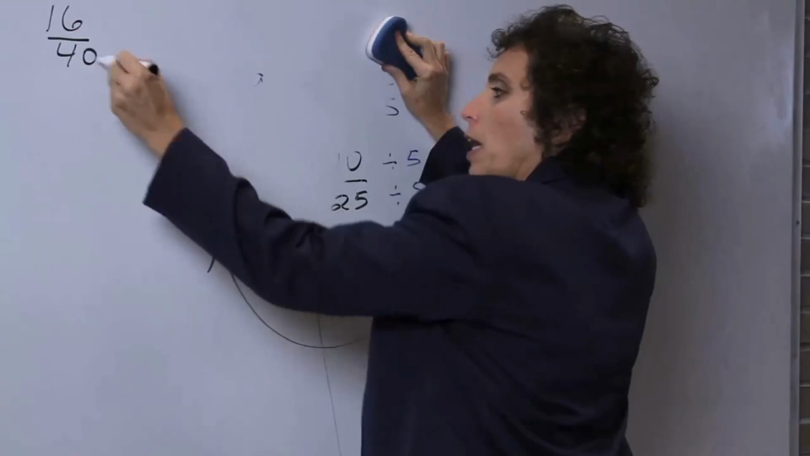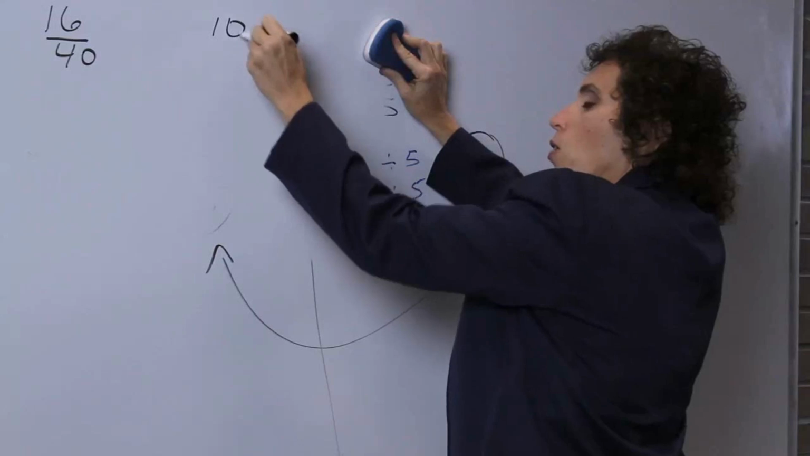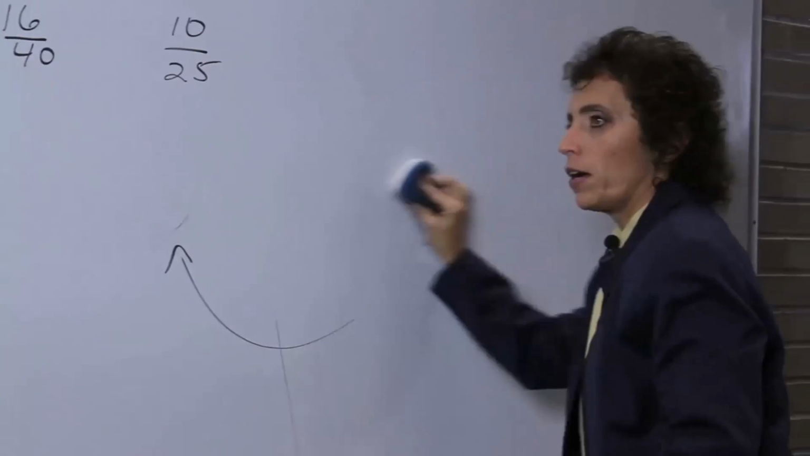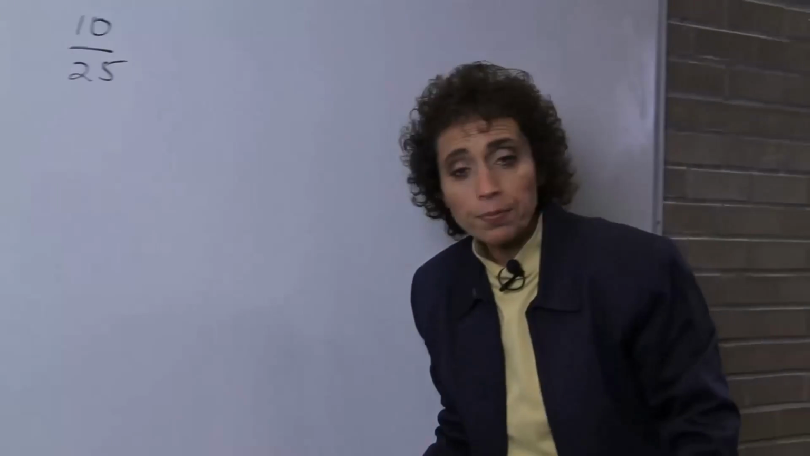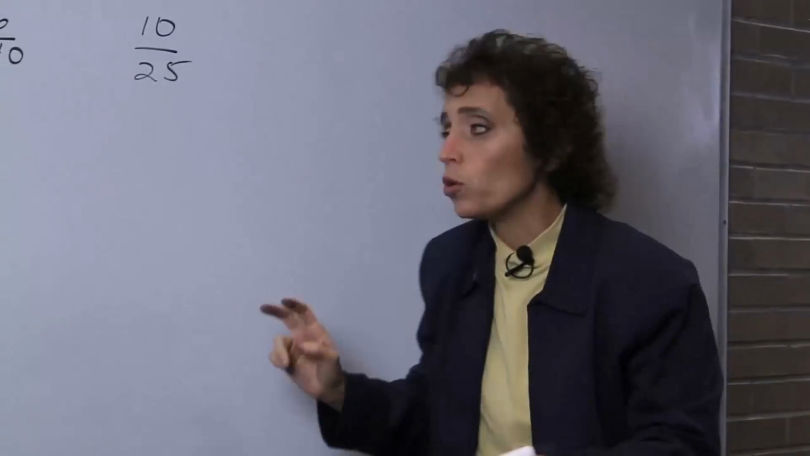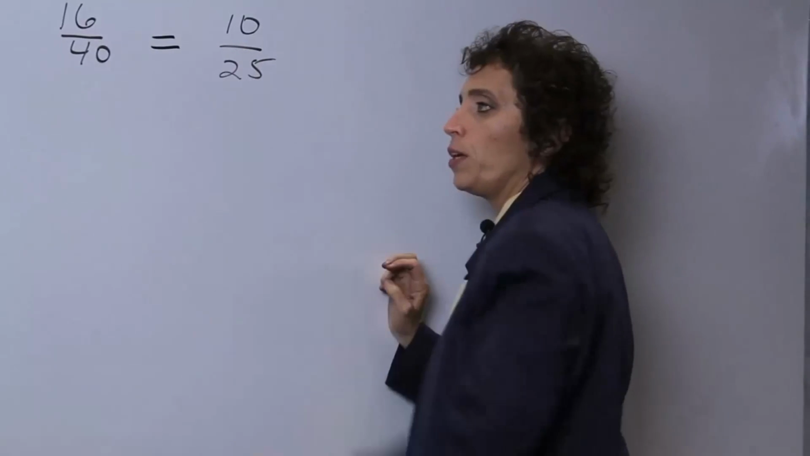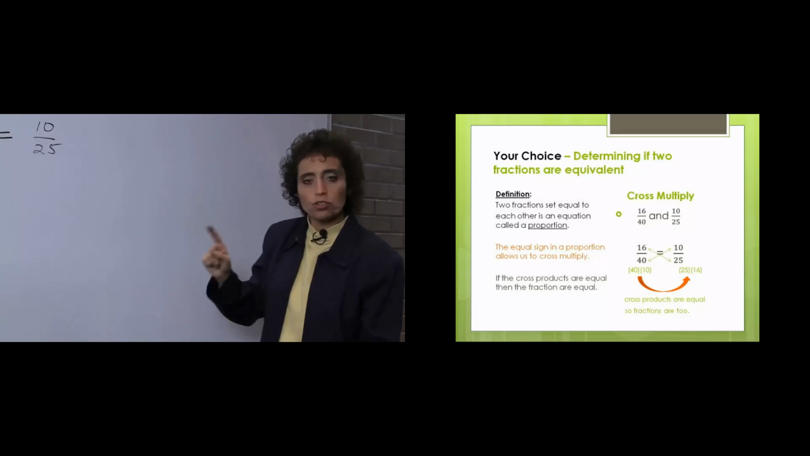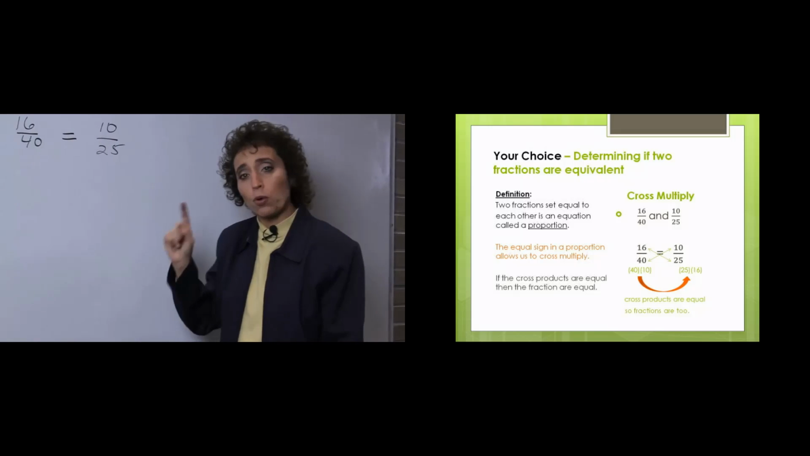16/40ths, remember? And 10 over 25. All right. What you could do is say, I want to see if these two are equal. So I could put an equal sign there and test it. If I put an equal sign there, it is called a proportion.